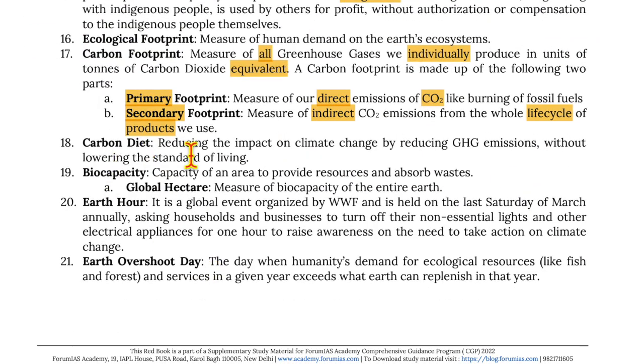Moving on to carbon diet: reducing the impact of climate change by reducing greenhouse gas emission without lowering the standard of living. That is carbon dieting. Biocapacity: capacity of an area to provide resources and absorb waste. Global hectare: measure of biocapacity of the entire Earth.